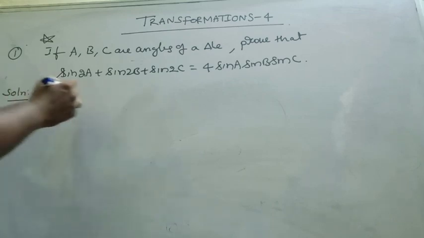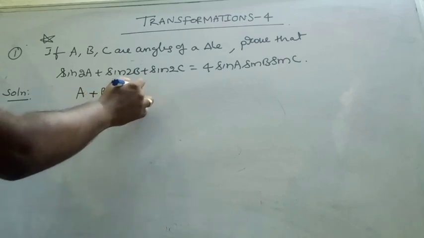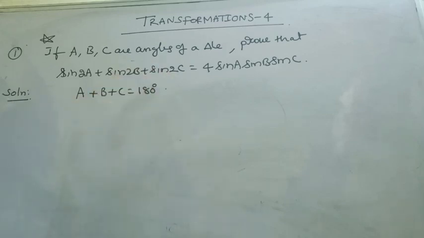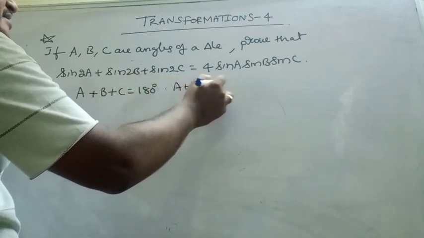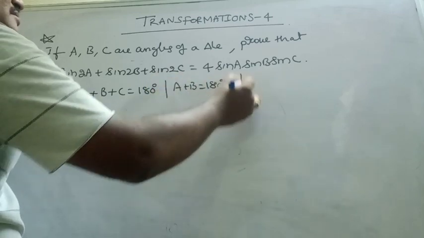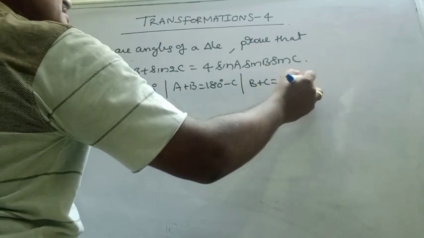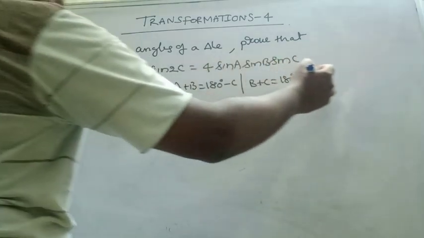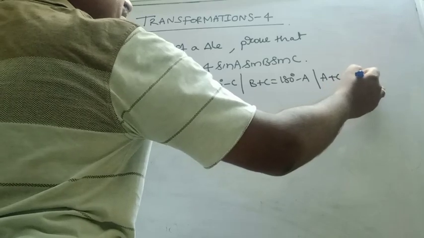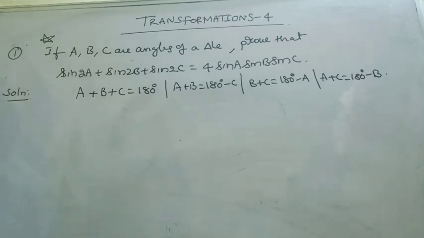My dear students, it is given that A, B, C are angles of the triangle. That means A plus B plus C is equal to 180 degrees, right? From that, we are going to derive many things. A plus B is equal to 180 degrees minus C, and B plus C is equal to 180 degrees minus A. Even A plus C is equal to 180 degrees minus B, like this, right? In this way we are having these things.